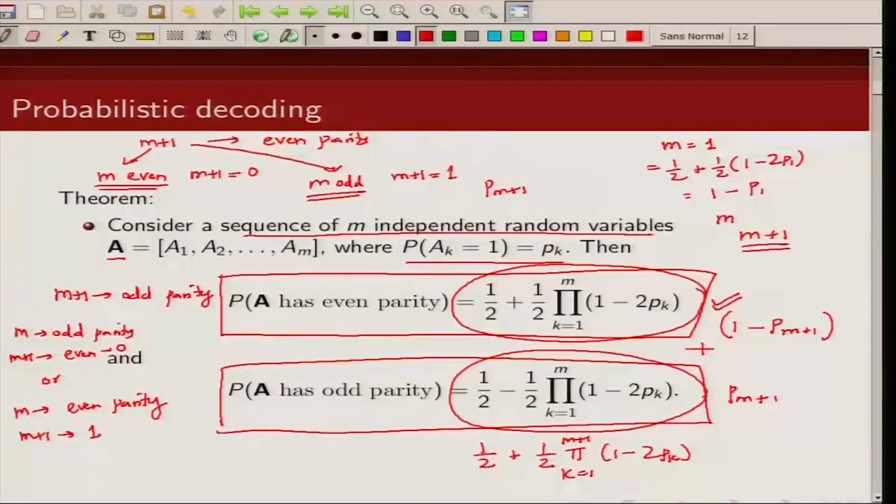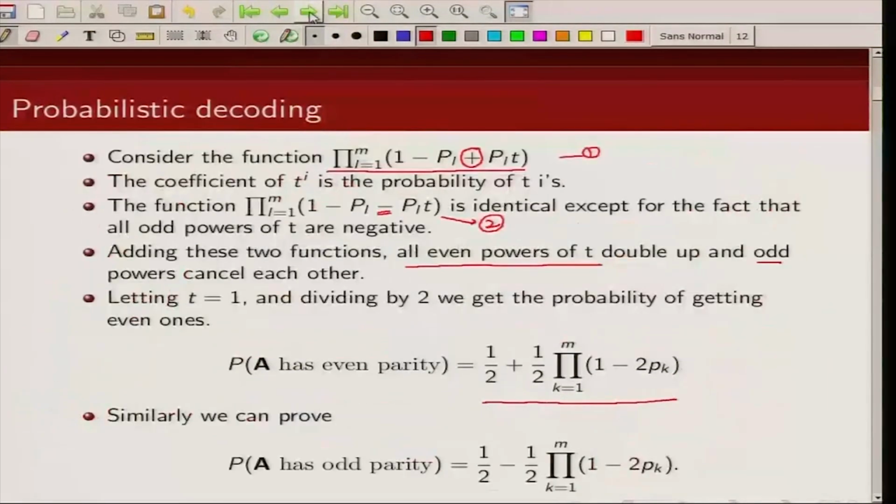So similar to this case, we can also find out these probabilities, and if we add them up, we can show that this will be equal to half minus half product from k equal to 1 to m plus 1 of this. So we can say that the probability that A has even parity is given by this, and the probability that some of these m random variables have odd parity is given by this. So these are the crucial expressions that we will be using in our decoding algorithm.